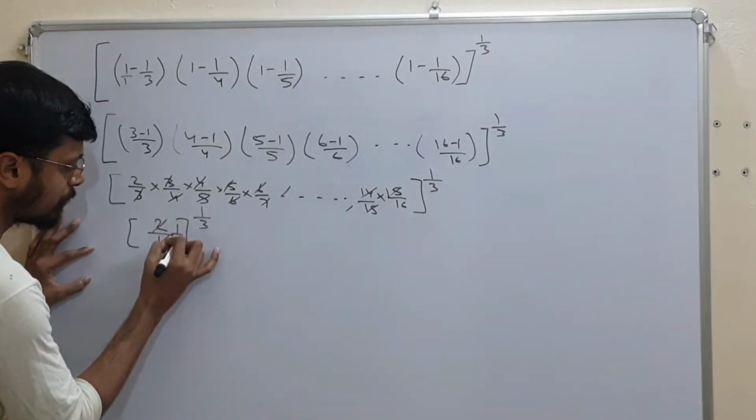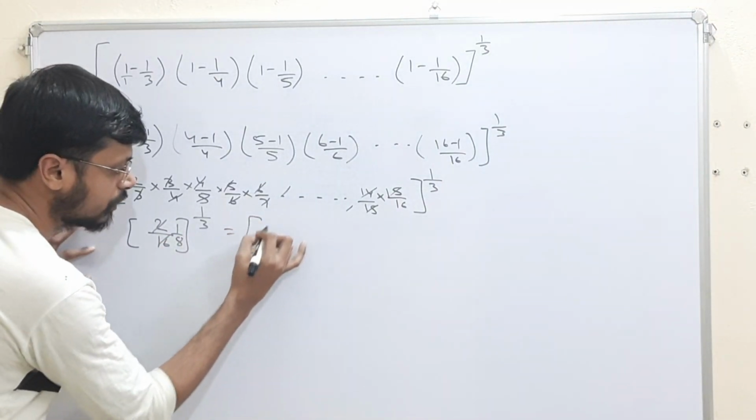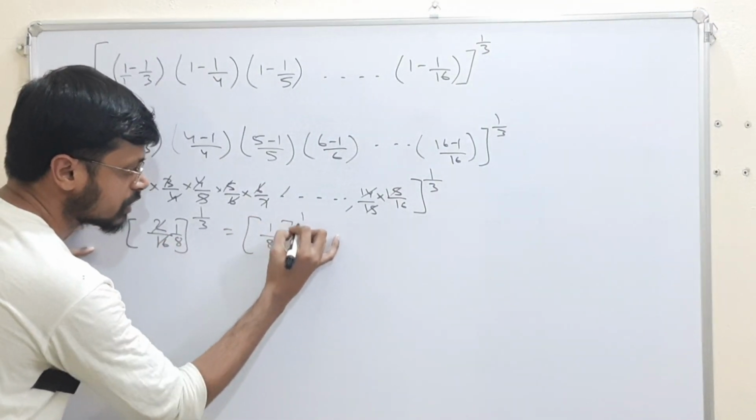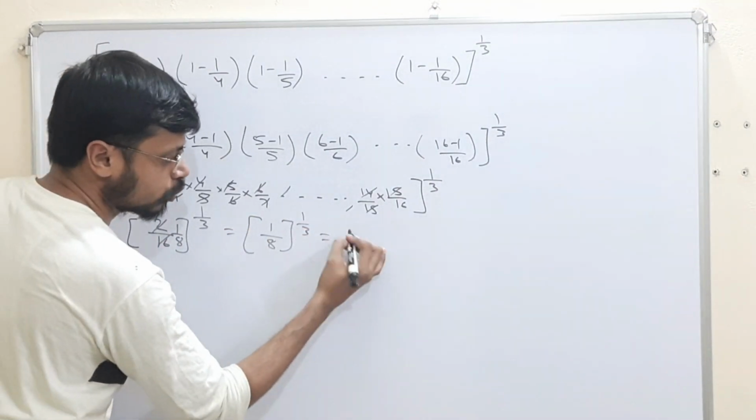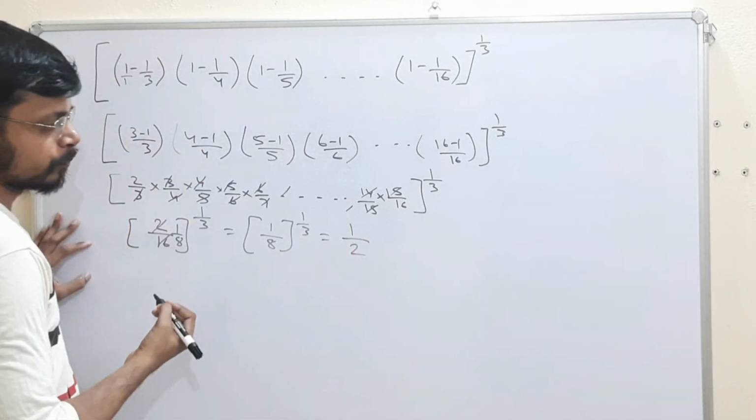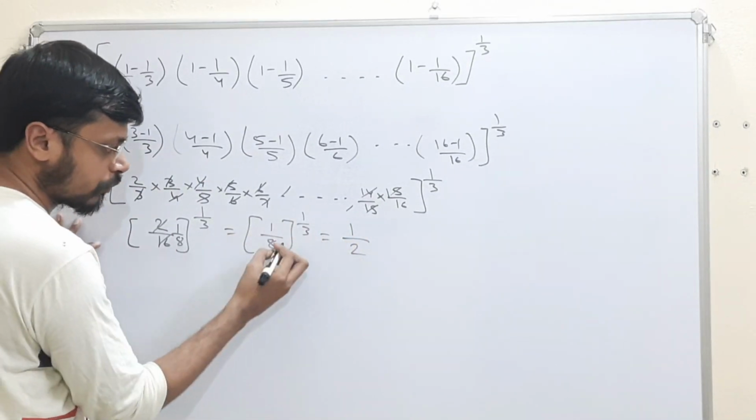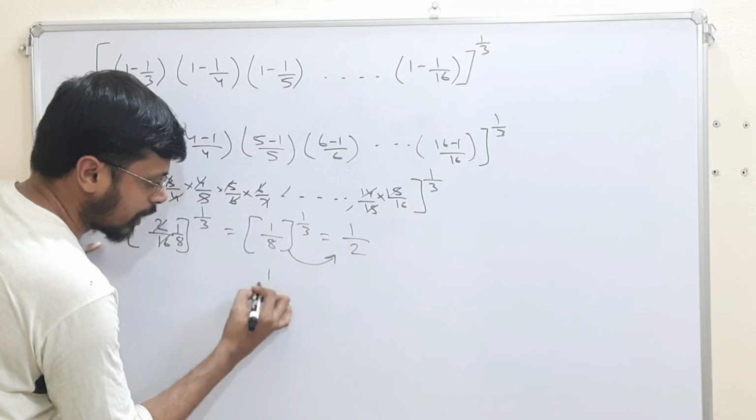This will get cancelled to 1 by 8. So now we have 1 by 8, that is the cube root of 1 by 8. So the cube root of 1 by 8 will be what? 1 by 2. Or if you have a doubt from this step to this step, you can write like this also.